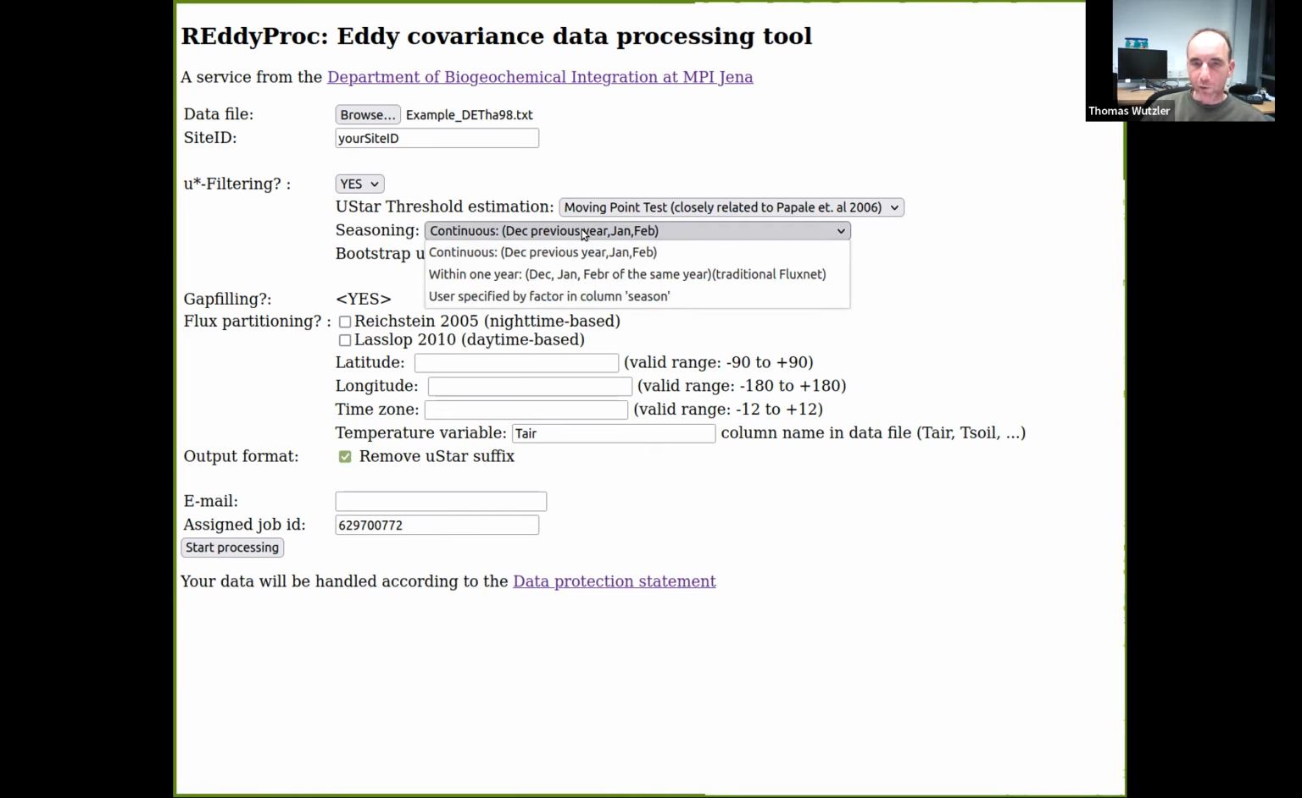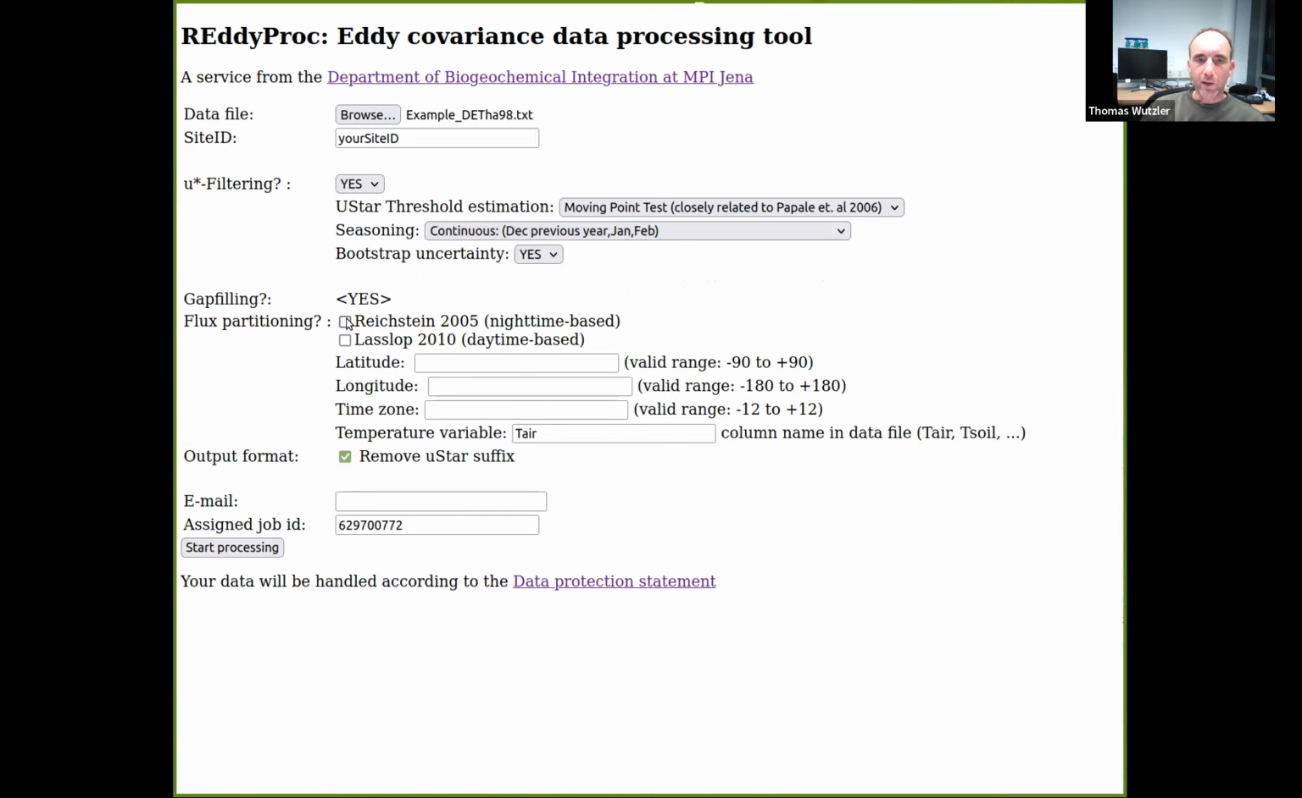We have November to February in one season. And you can have a bootstrap uncertainty. So yes, it takes a bit longer, but then you have these different response quantiles. I think we have only three quantiles there, because it all runs in R.